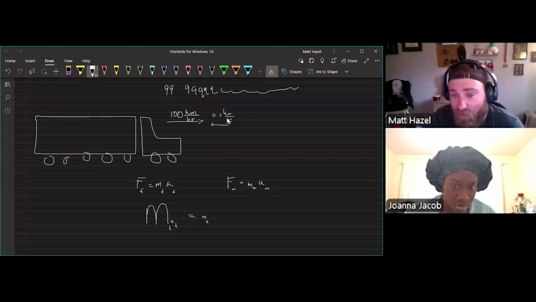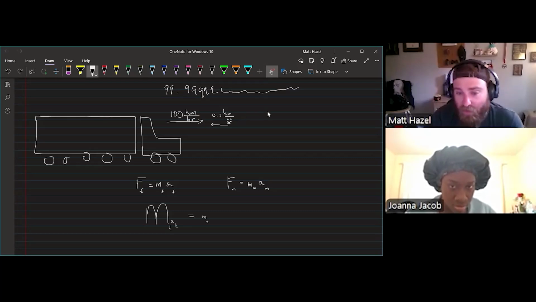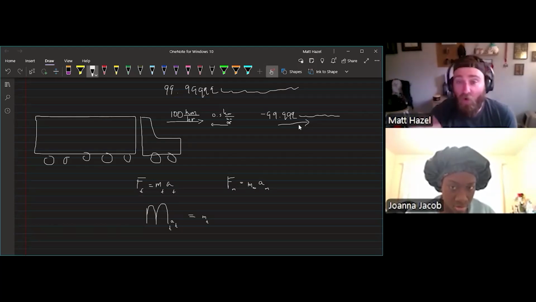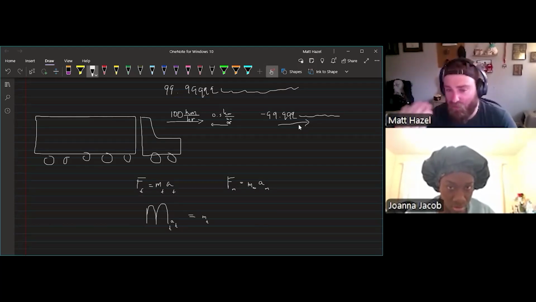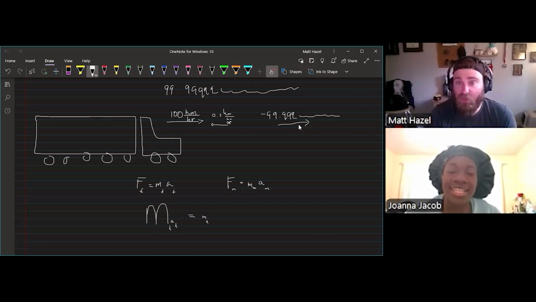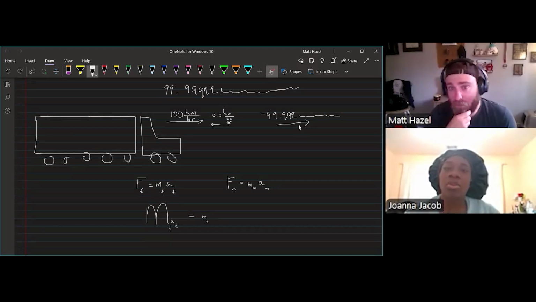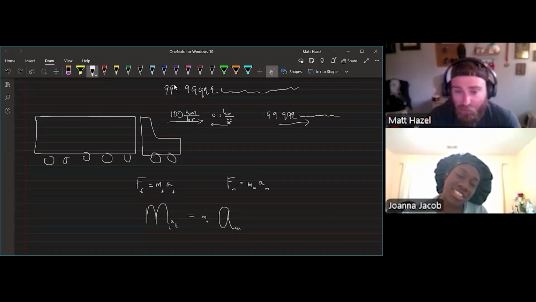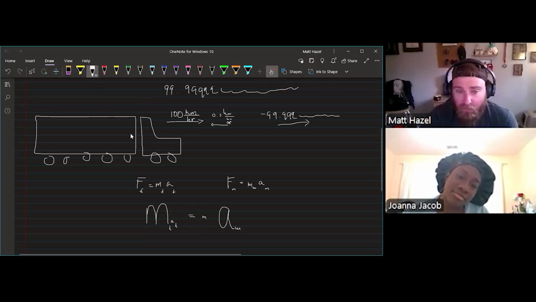So in this case, the mosquito went from going 0.5 kilometers per hour to the left and is suddenly now going negative 99.9999999 kilometers per hour. It changed its velocity by almost 200%. That is a very large acceleration. When the forces are equal, the acceleration of the mosquito is very large.